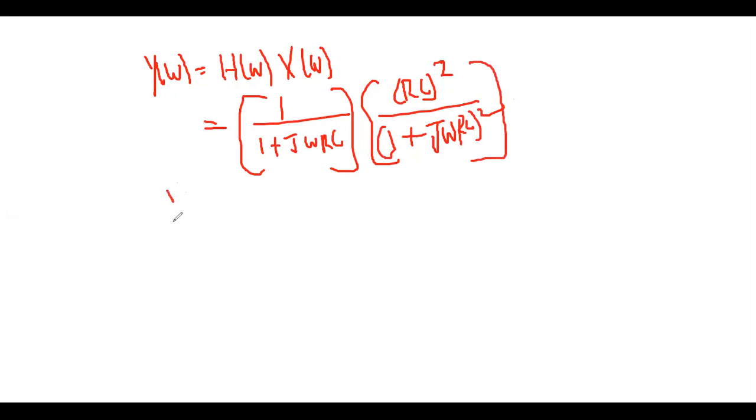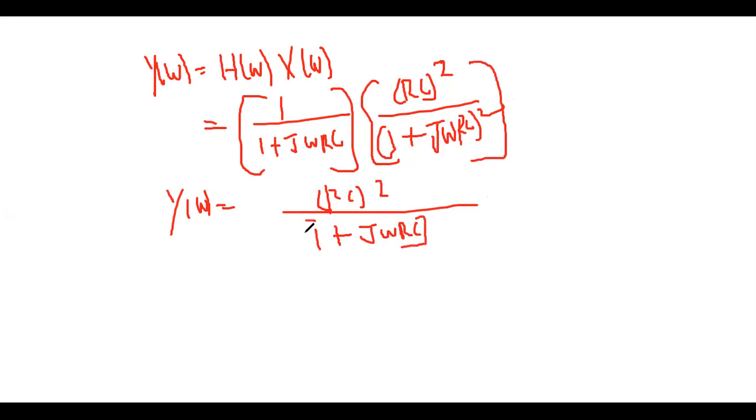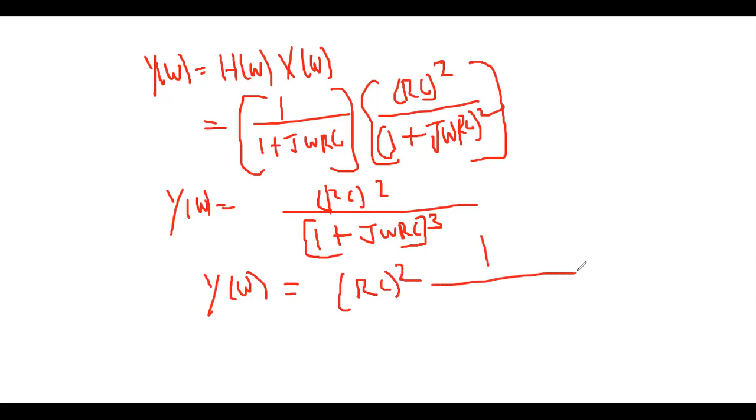So now to simplify, Y of omega is equal to (RC)^2 divided by (1 plus j omega RC)^3. My dear students, RC is a constant. So Y of omega is equal to (RC)^2 into 1 by (1 plus j omega RC) whole cube.